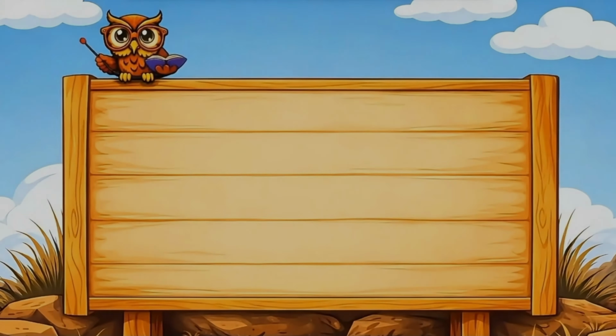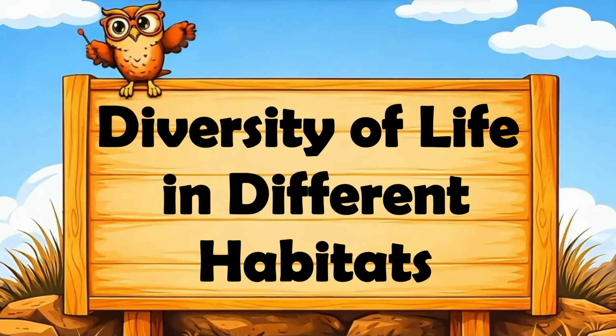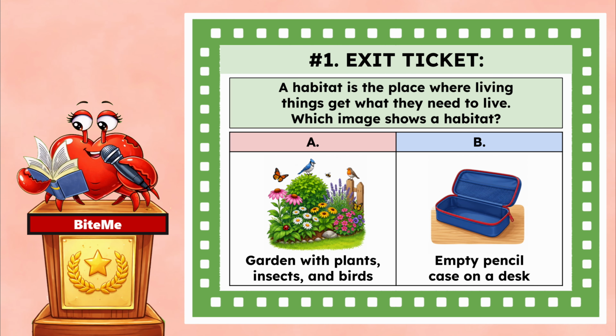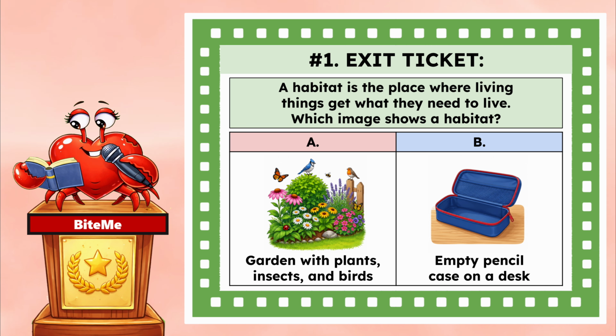Our lesson for today is about diversity of life in different habitats. Let's begin. A habitat is the place where living things get what they need to live. Which image shows a habitat?